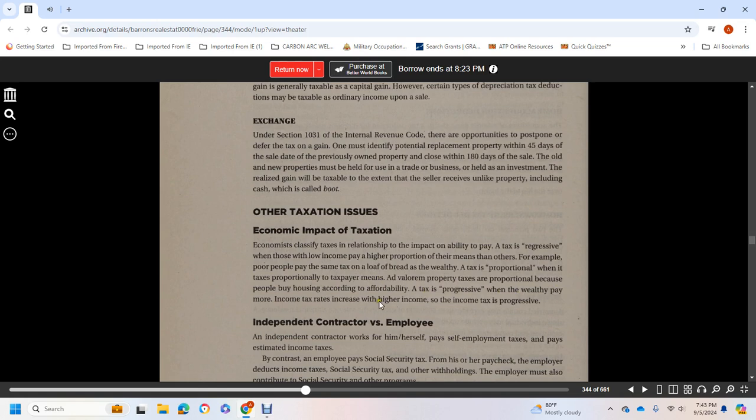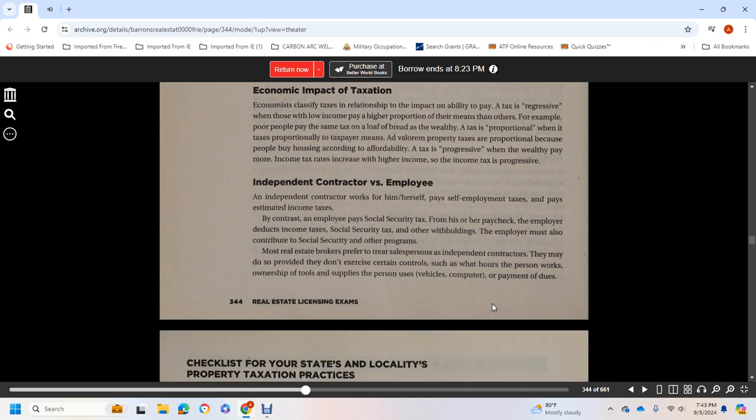Tax is progressive when the wealthy pay more. Income tax increases with higher income. Income tax is progressive.